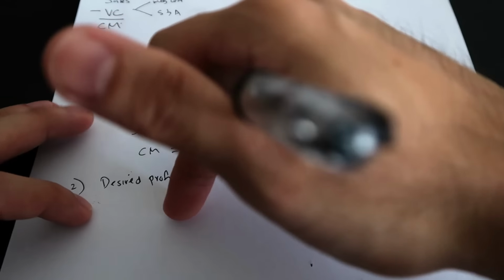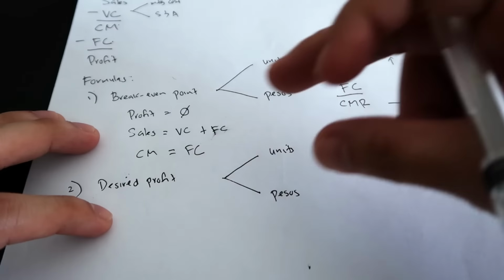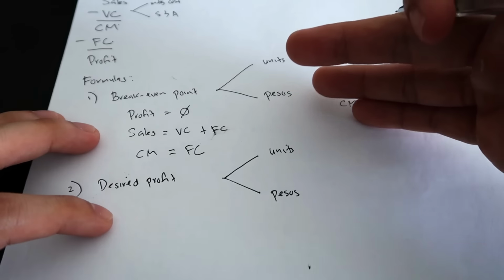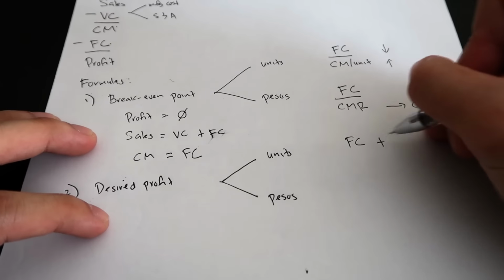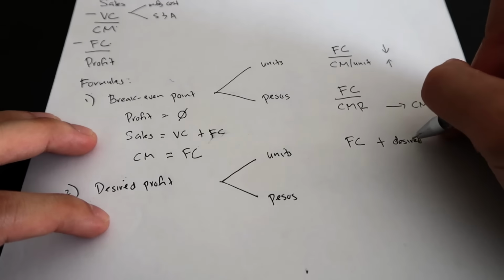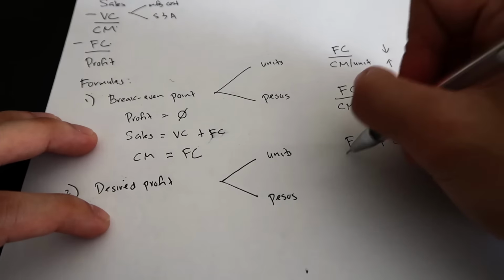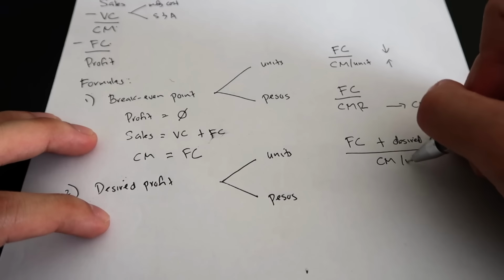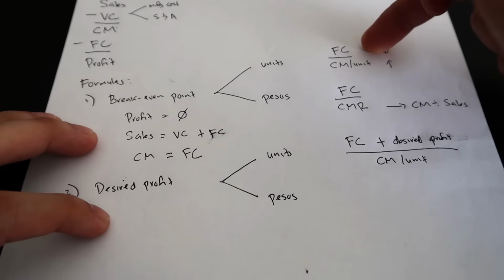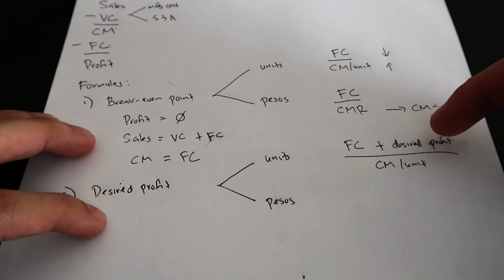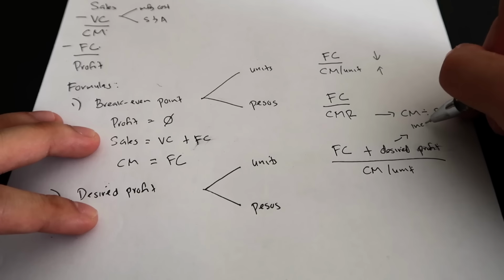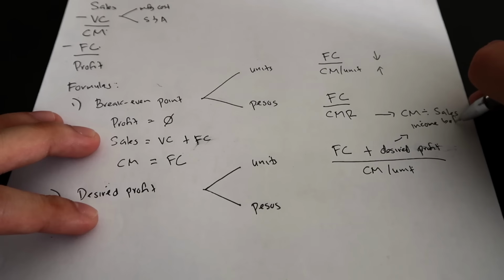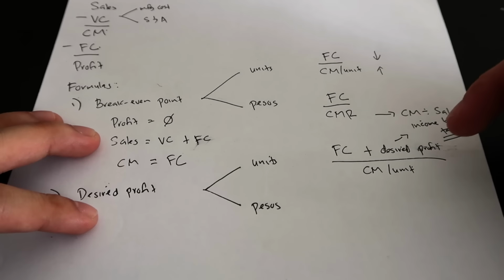Now let's go back to the desired profit. What is your formula if it's the unit sales to achieve this desired profit? Fixed cost plus desired profit, divided by CM per unit. So parang ganito rin siya, except that we added desired profit in your numerator. And take note that your desired profit here is your income before tax. Very important. Remember this. Your desired profit here is income before tax.